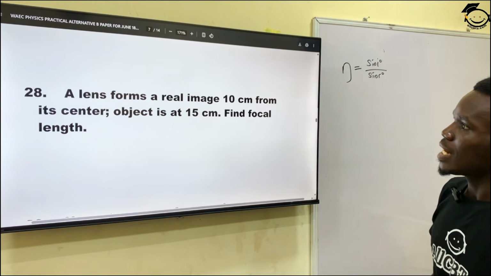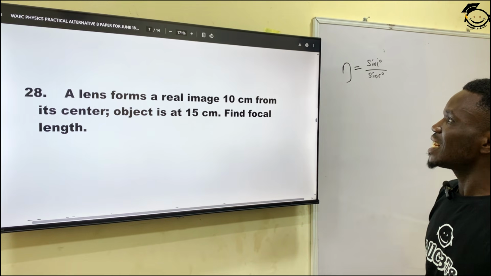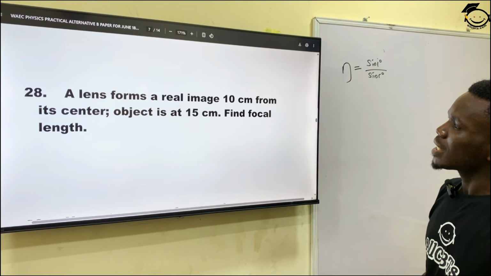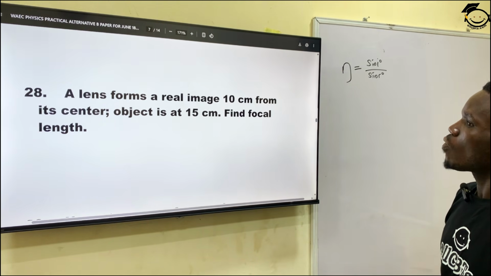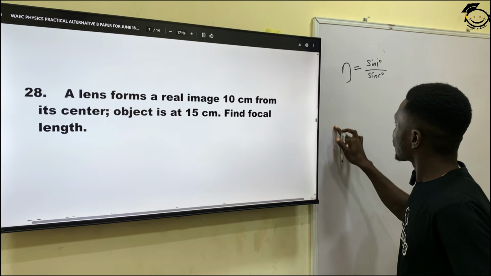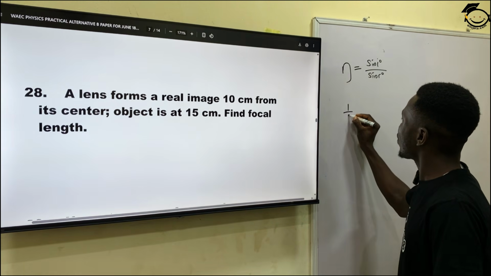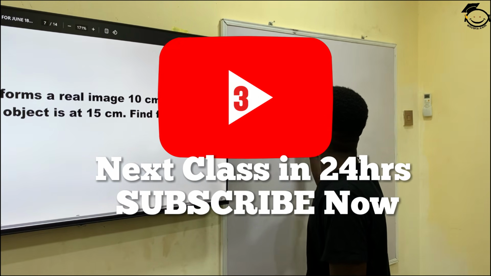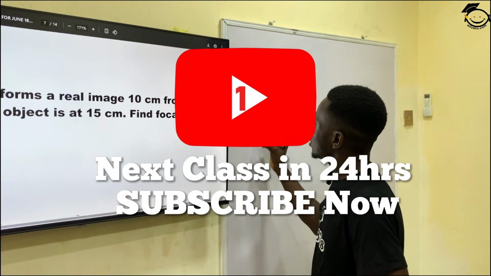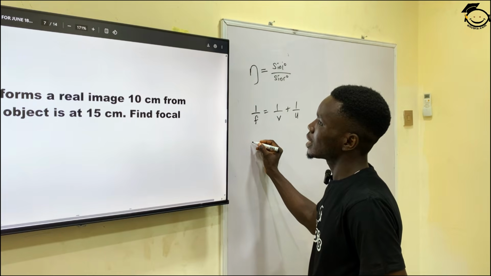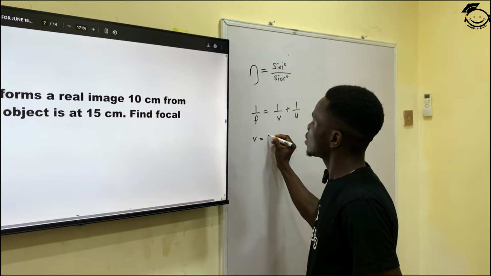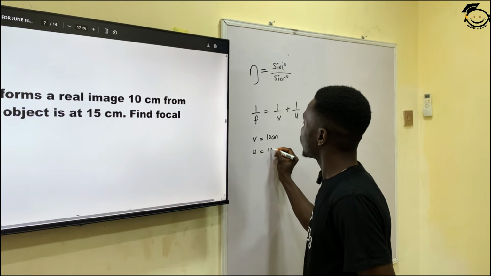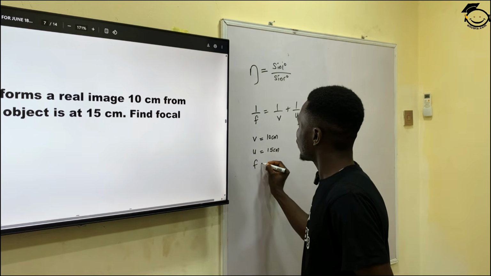It says, a lens forms a real image of 10 centimeters from its center. Object is at 15 centimeters. Find the focal length. If you remember our lens formula that says 1 over focal length is equal to 1 over image distance plus 1 over object distance. So in this question, we are given that the image distance v is 10 centimeters and we're given the object distance u as 15 centimeters. We are asked to find the focal length.